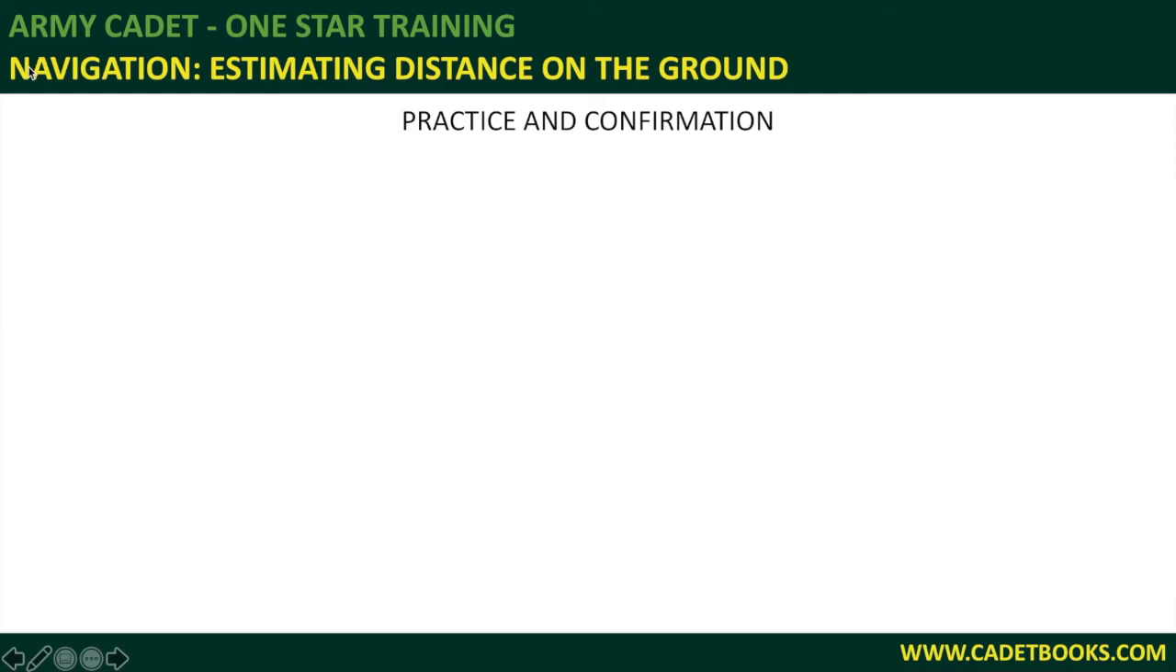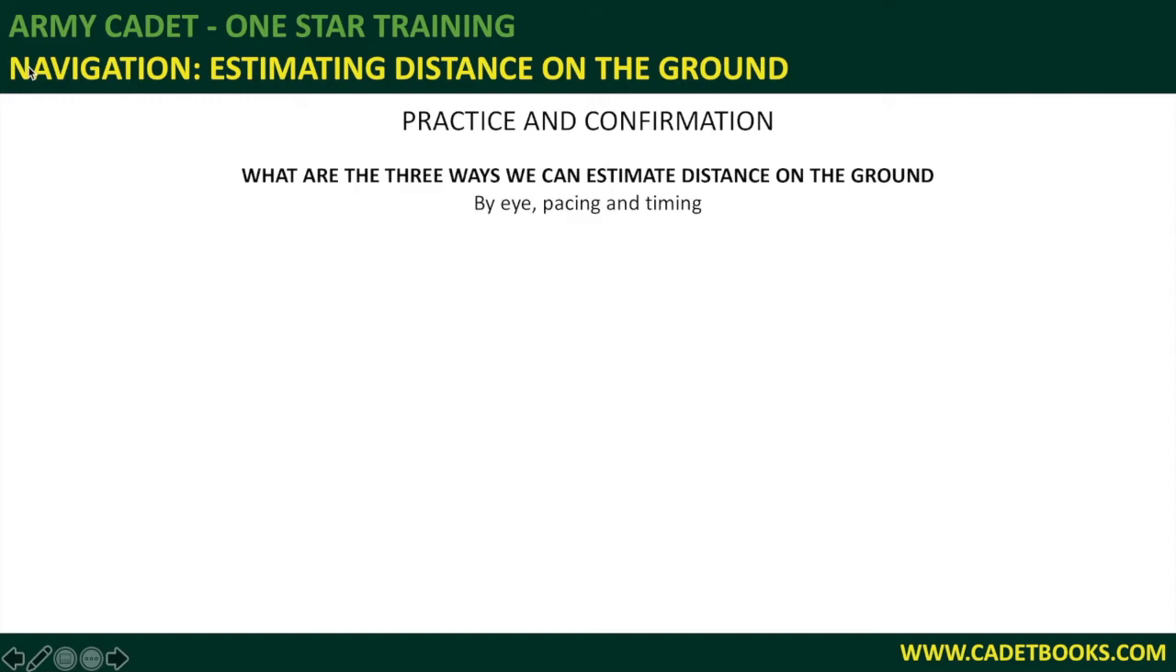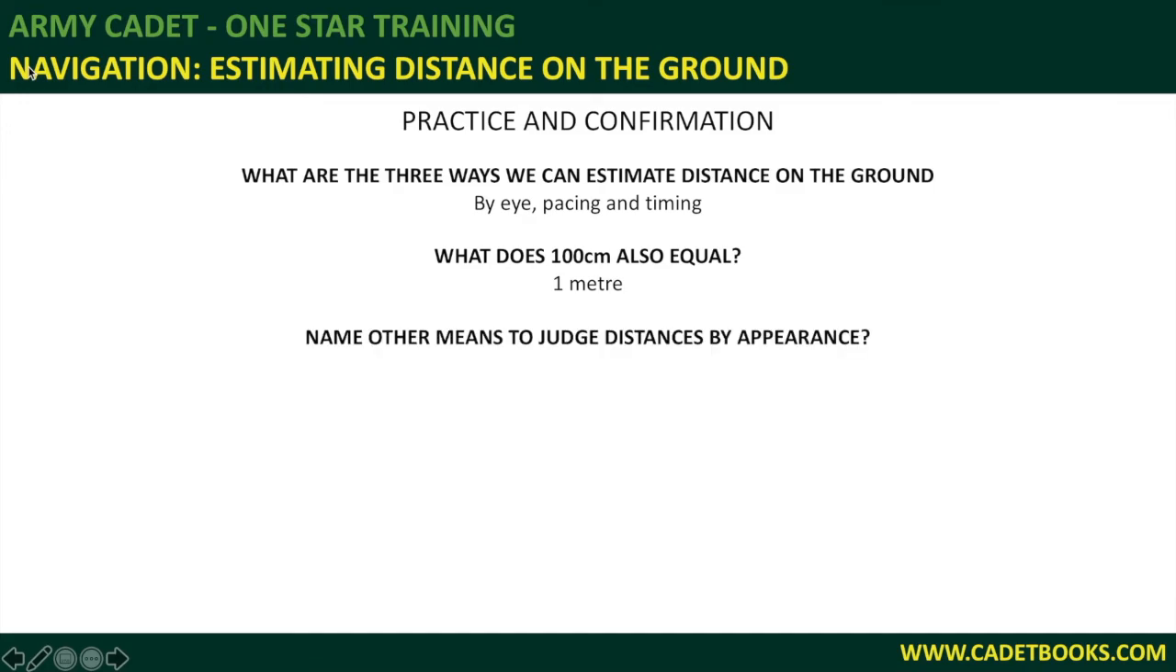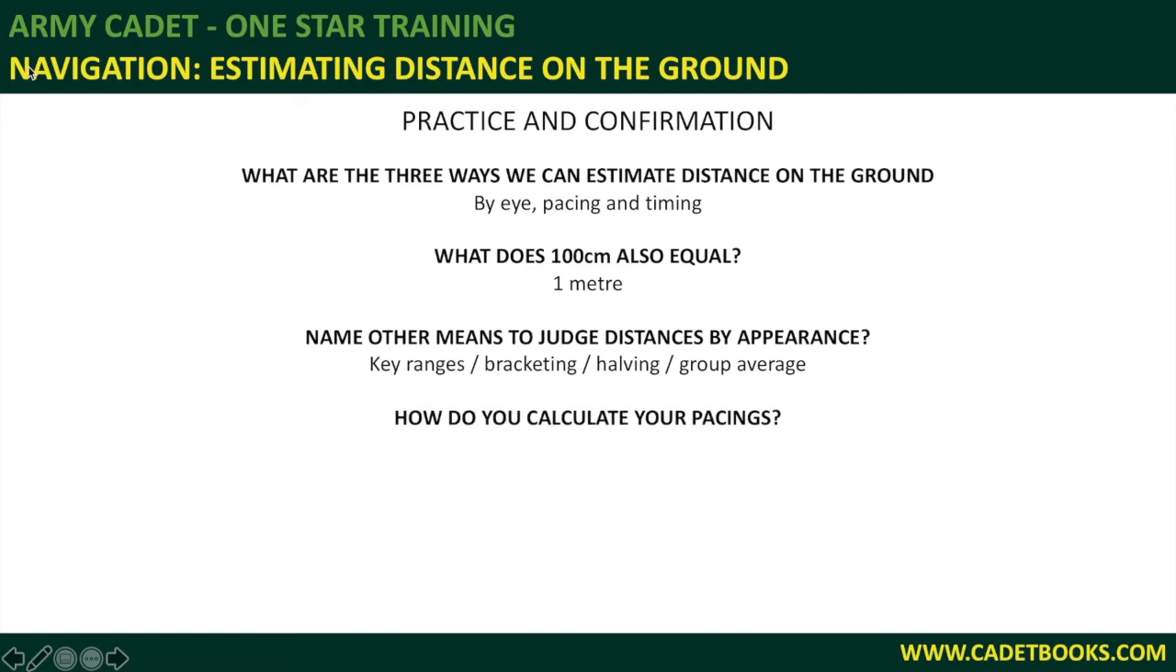Practice and confirmation. What are the 3 ways we can estimate distance on the ground? By eye, pacing and timing. What does 100 centimetres also equal? 1 metre. Name other means to judge distances by appearance. Key ranges, bracketing, halving, group average. How do you calculate your pacings? Use double pacing over 100 metres. Use average of 4 goes.